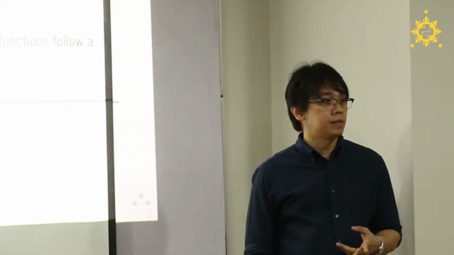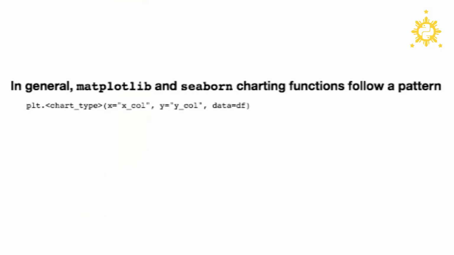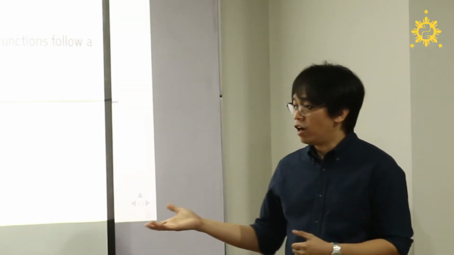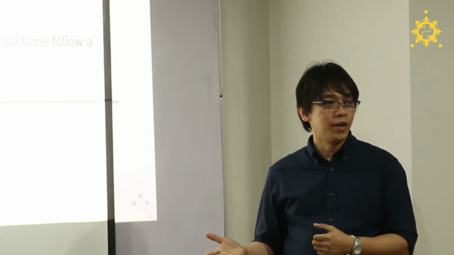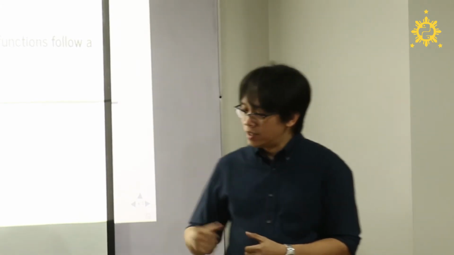So the general pattern for both of these packages is you have plot. You choose your chart type, you choose the data that you want to plot, and you choose which goes on the x-axis and which goes on the y-axis. Of course, depending on the chart type, you may only have one variable to plot, and we'll see examples of that in a bit. Questions so far? Everyone knows how to install Matplotlib, right? Phil?